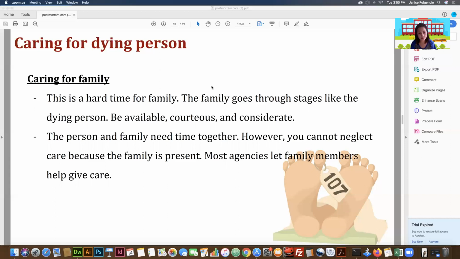Always we are using therapeutic communication. It's very useful during this stage. Then the person and family need time together. However, you cannot neglect care because the family is present.